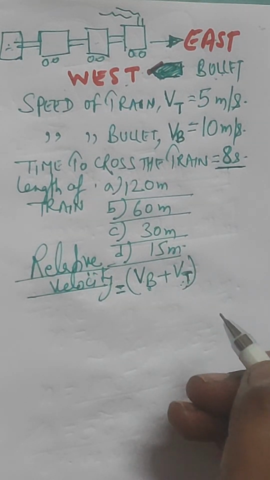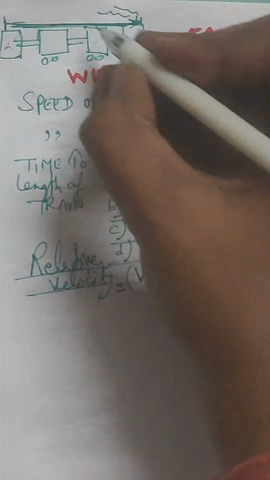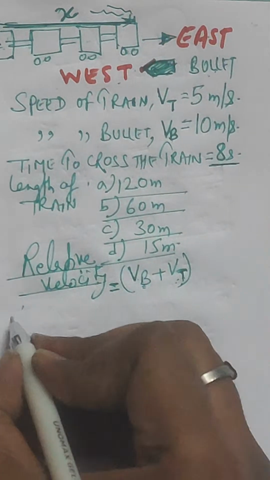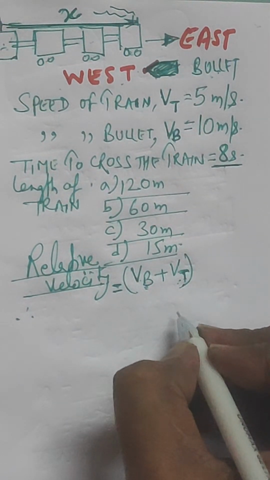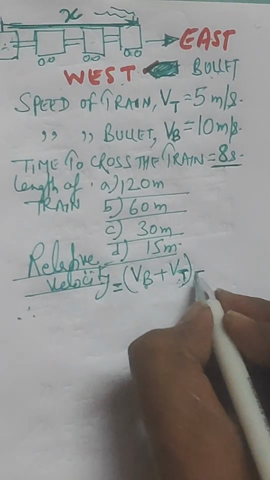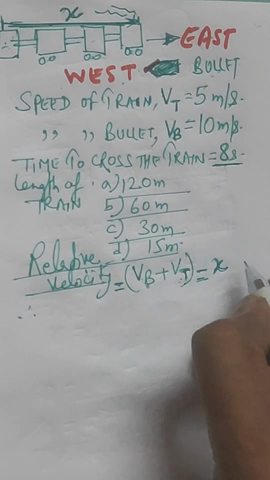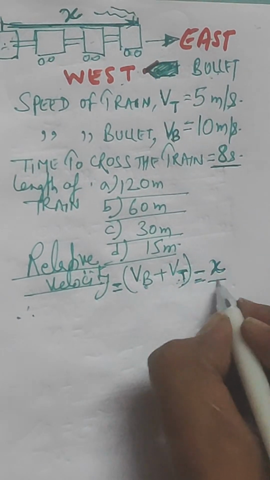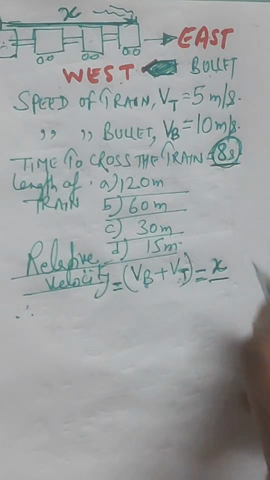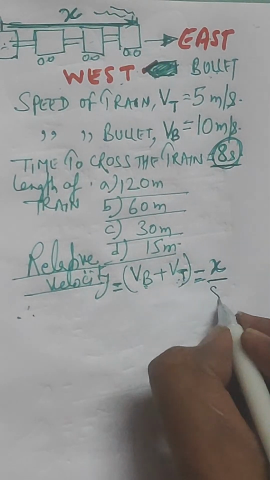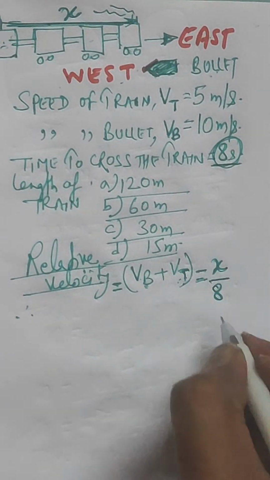Now the time taken to cross the train is 8 seconds, and it has been asked that what is the length of the train. Let us say the length of the train, this one, let us say the length of the train is x, right? So therefore use the concept of relative velocity is equal to the length of the train, which is x, divided by the time given to you as 8 seconds, right? So x by 8 is your relative velocity.